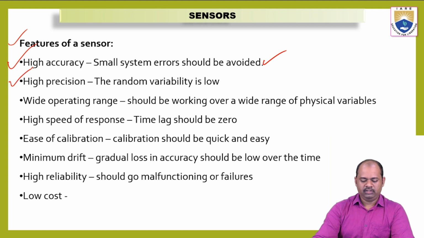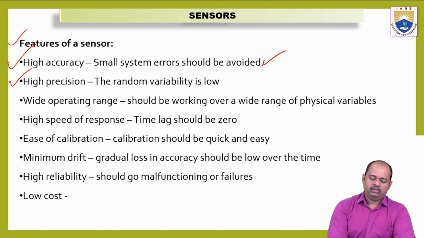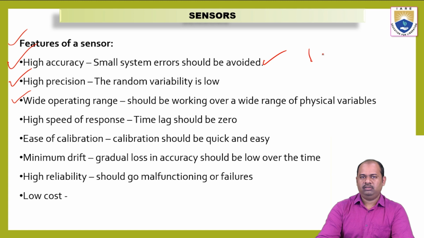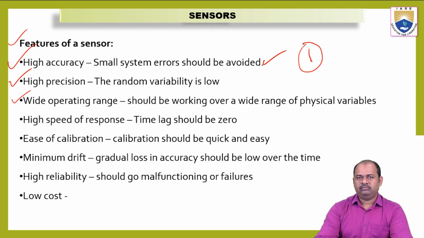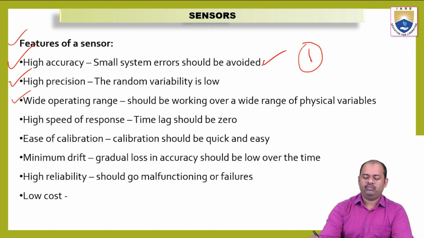And then third one is wide operating range. It should be working over a wide range of physical variables. So suppose I take a sensor, and it is used for only one kind of variable, like a thermocouple, which will measure the temperature only. It cannot sense any other parameters. So this should be avoided. A sensor should be able to measure more than one parameter at least.